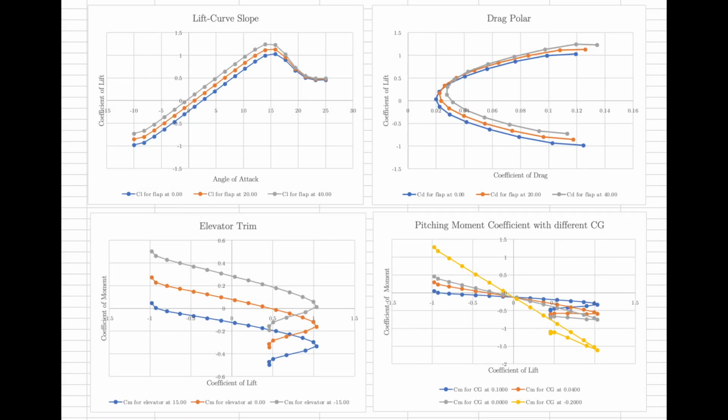Since the center of gravity position of 0.1 had the lowest magnitude of the pitching moment coefficient among all the values of the lift coefficient, it was assumed that this was the location of the neutral point, as indicated by the blue trend line on the bottom right plot.